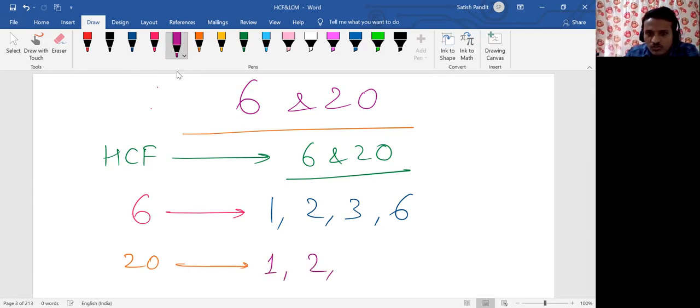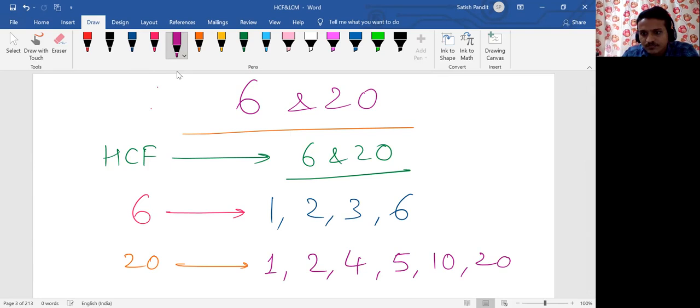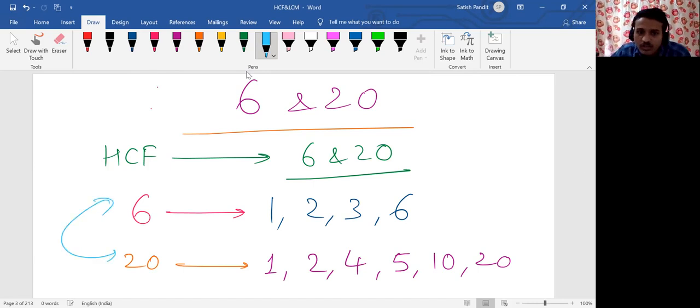1, 2, 4, 5, 10, 20. Now, can you tell me what is the highest common? So common means what? It should be in both. What is the highest common factor in both these numbers?